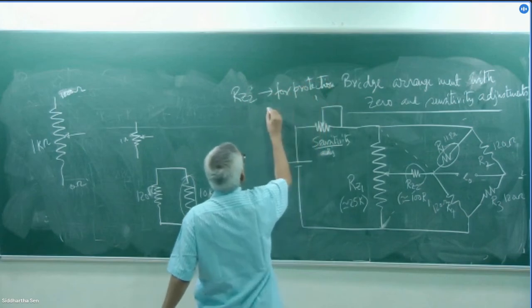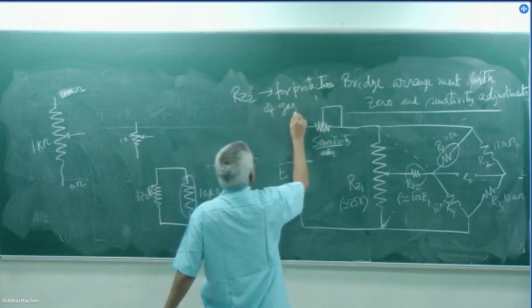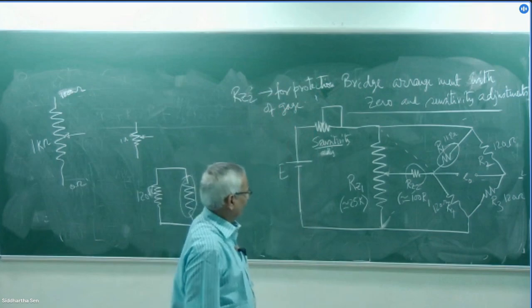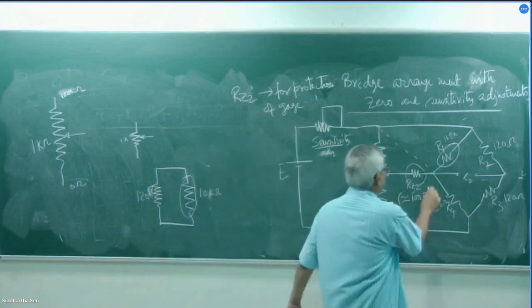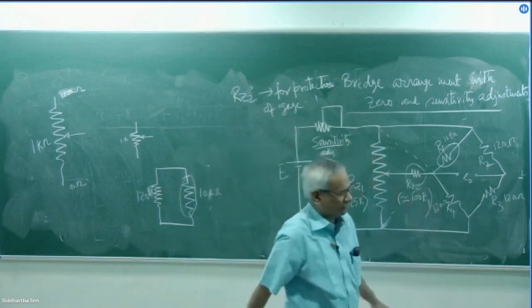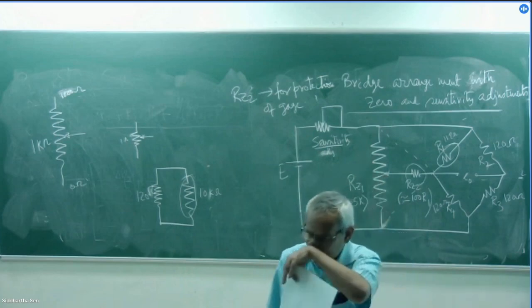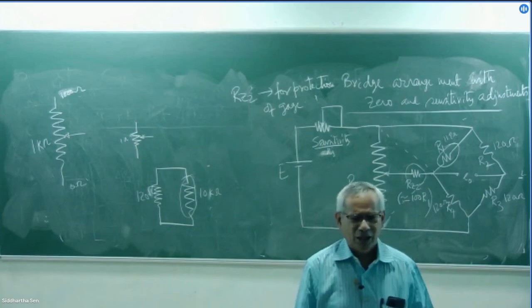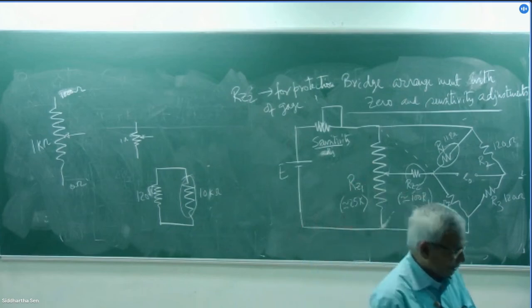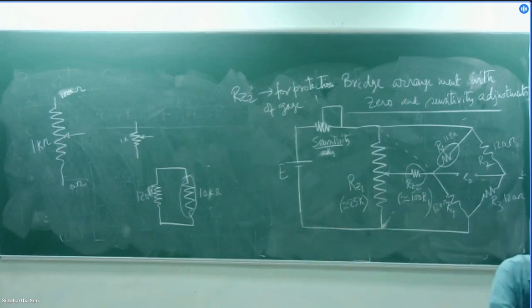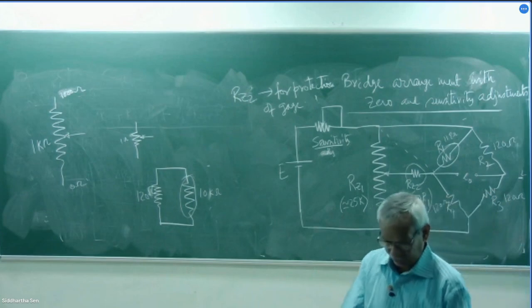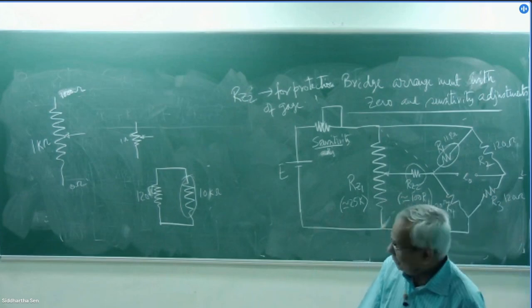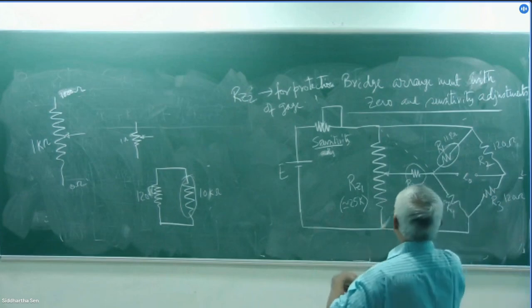Protection of the gauge. So this is approximately 100 times R1, because even if I connect this bridge by mistake at one end, the gauge current will not be that much, and that will not be able to destroy the gauge. So these are the two things we are saying.